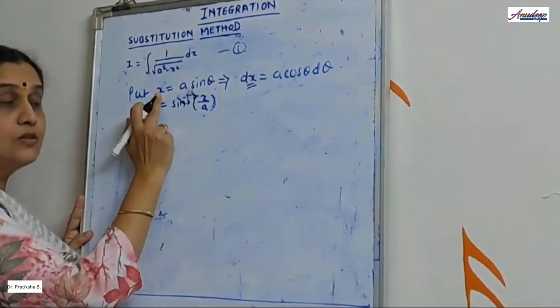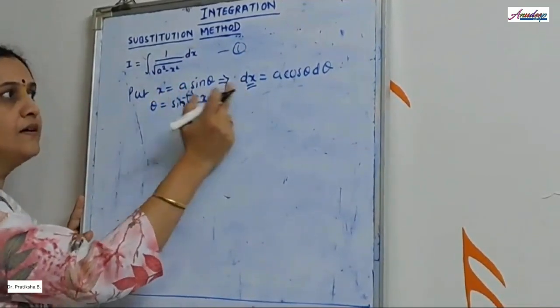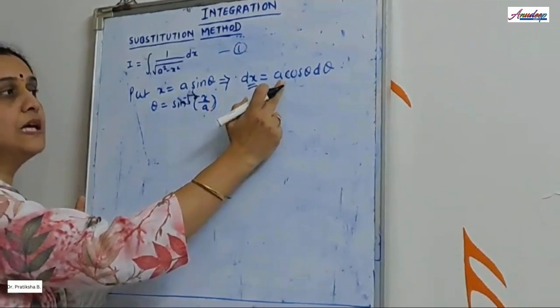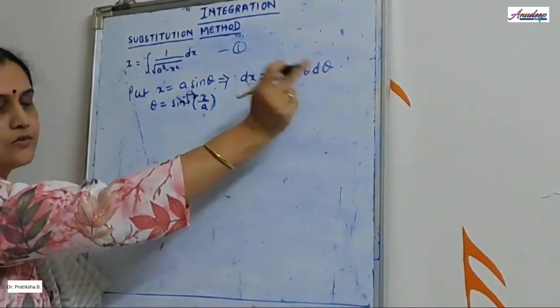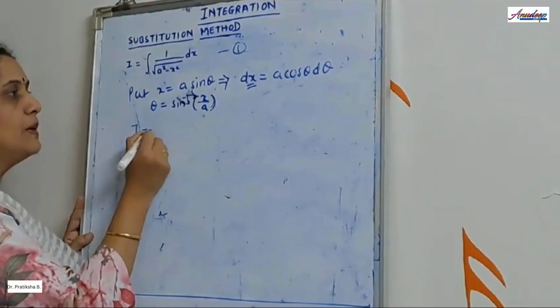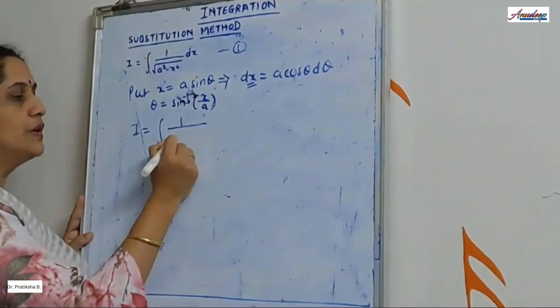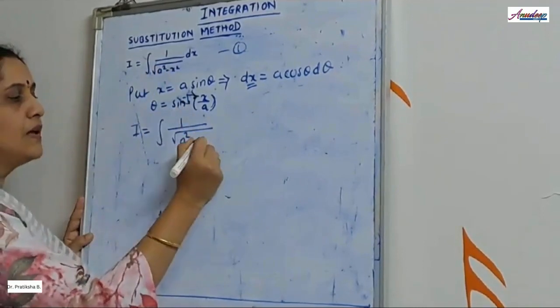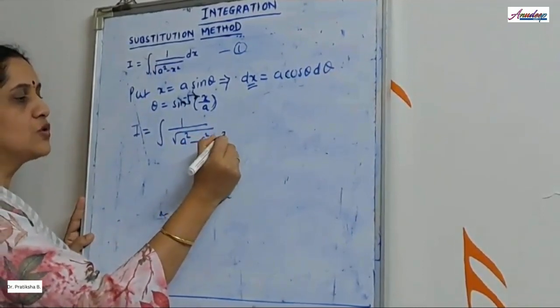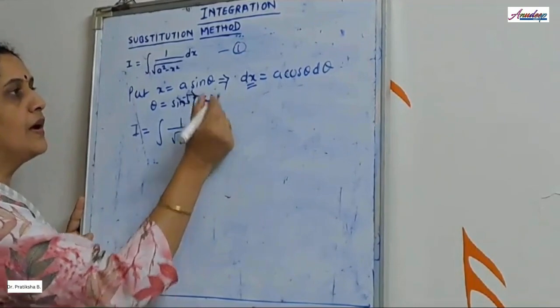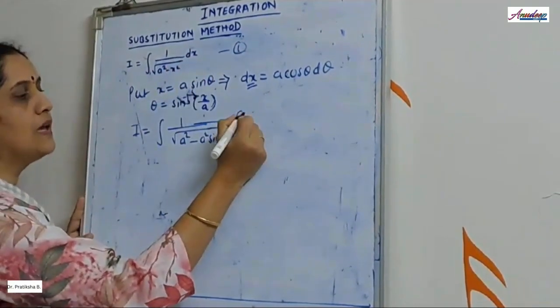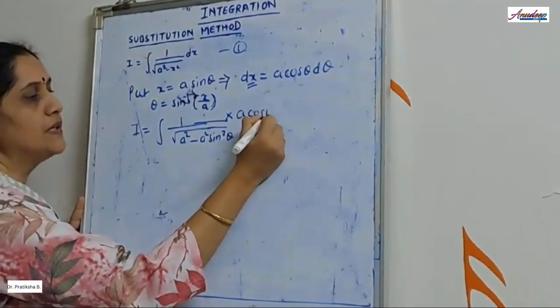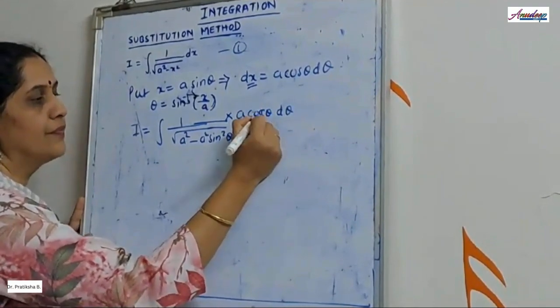Wherever there is x, you replace it with a sine theta. Derivative of x, that is dx, is a cos theta d theta. Right? So let us proceed. Now my problem becomes 1 over root of a square minus x square, which will be a square sine square theta, and the value of dx is a cos theta d theta.